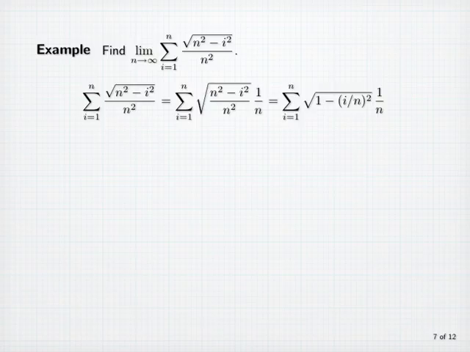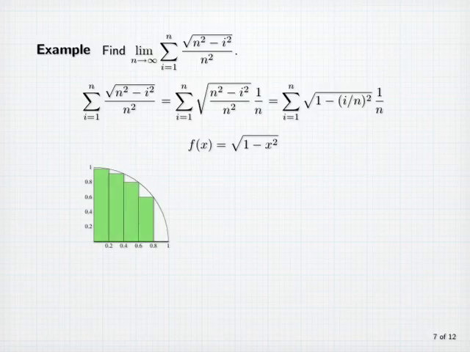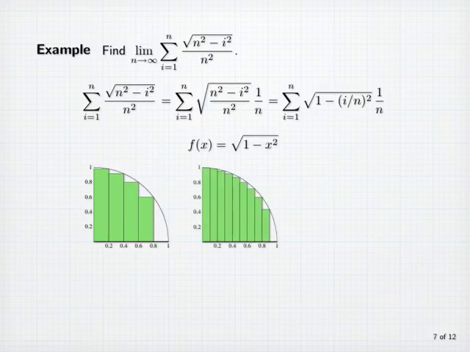So what we're actually looking at here can be thought of as a right endpoint approximation to an integral. In fact, the integral of the function f of x equal to the square root of 1 minus x squared. When n is equal to 5, the terms of the sum are precisely the areas of the rectangles that are shown here, each one having width 1/5 and height equal to the square root of 1 minus (i over 5) squared. When n is equal to 10, our sum gives us the sum of the rectangle areas shown here, and here's the picture for n equal to 20.